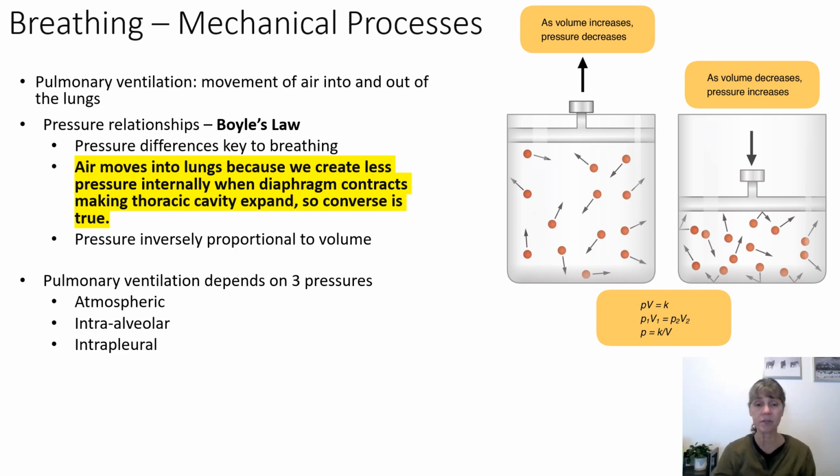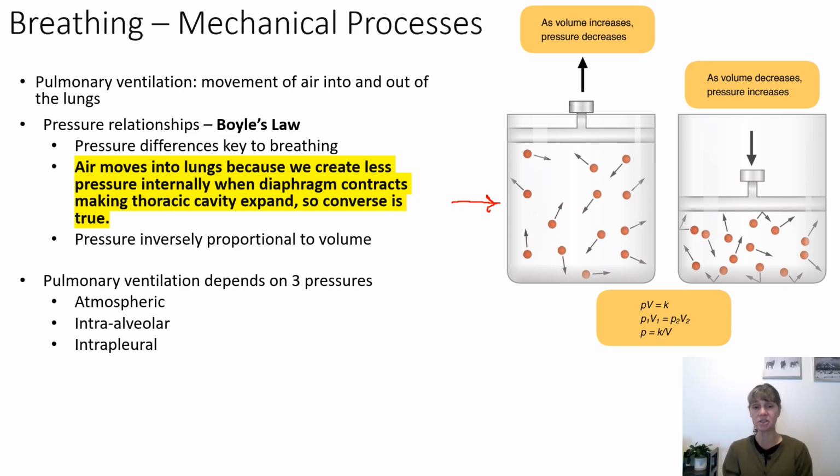You can see in the picture on the left-hand side that as volume increases, the pressure on the molecules, because they can spread out more, decreases. Whereas on the picture on the right-hand side of this slide, you can see that when volume decreases, pressure increases because we're squeezing the molecules together. Whenever we inhale, the diaphragm moves inferiorly. We create less pressure in our lungs. There's more pressure outside, so air moves passively inward.